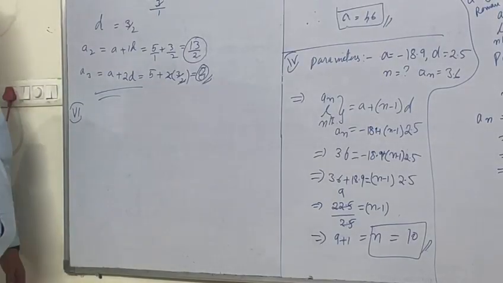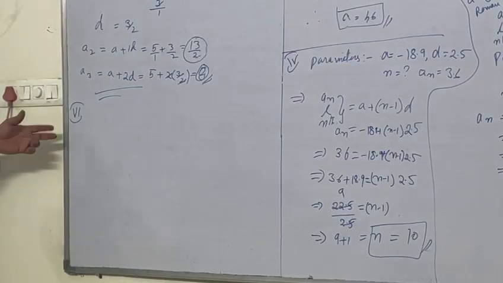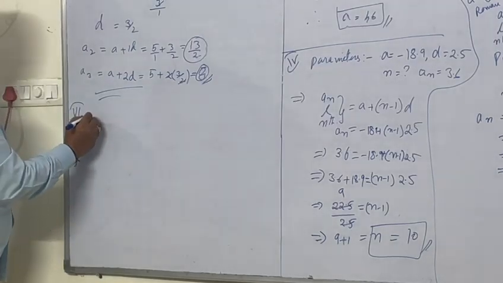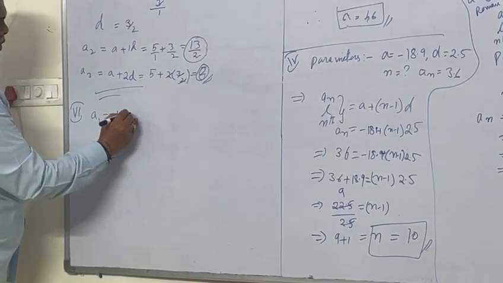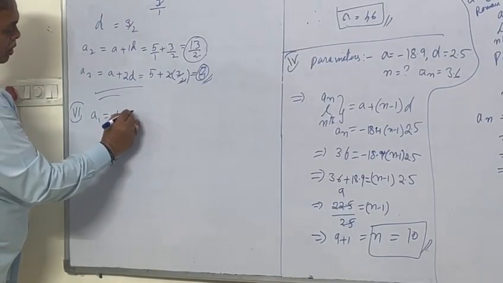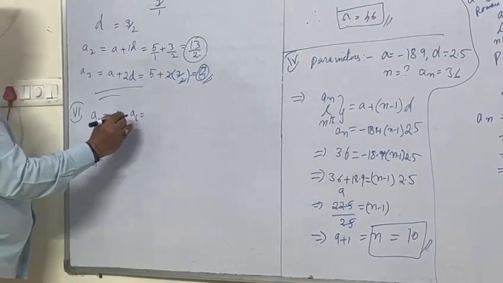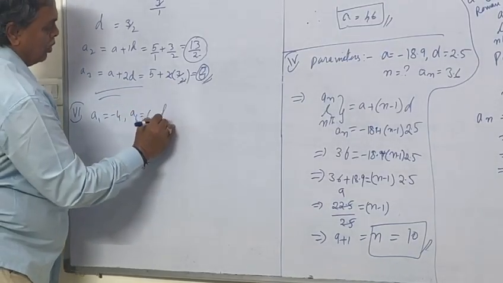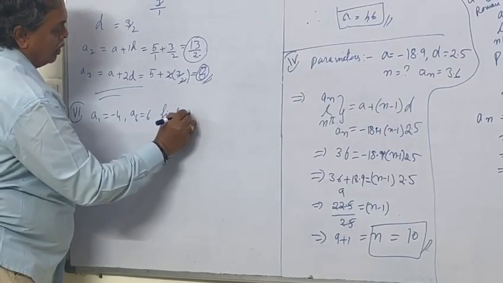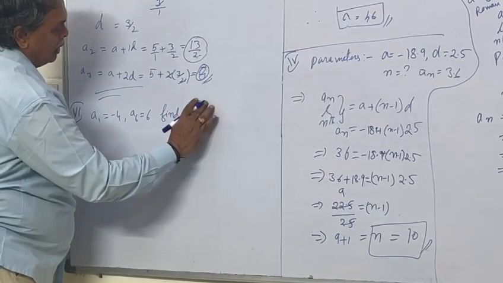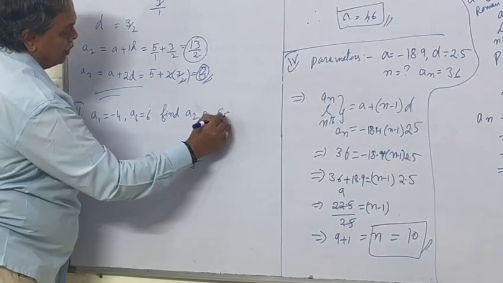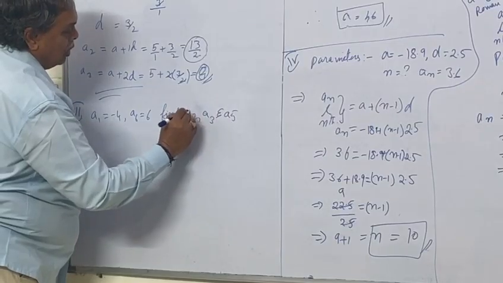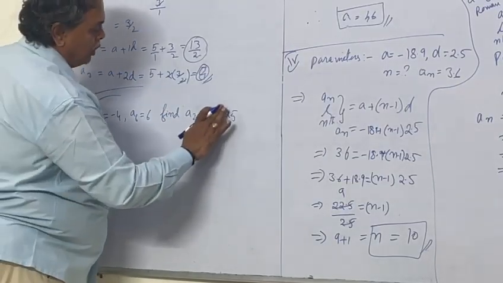What is the question? The question is the third question of the 6th Roman. Next, what is that? What is A? Tell me, Pranavi. A1 is equal to minus 4, and A6 is equal to 6. What do we find? Find A2, A3, A4 and A5. A2, A3, A4, A5.